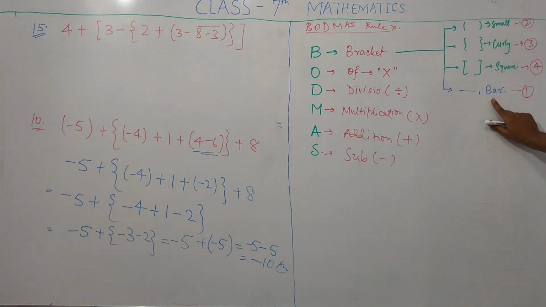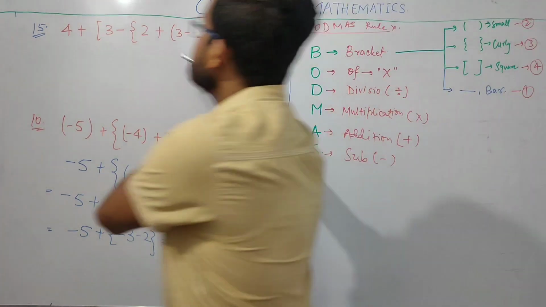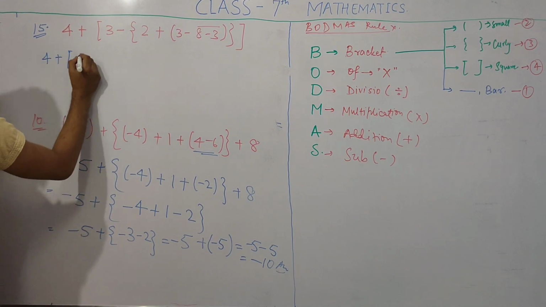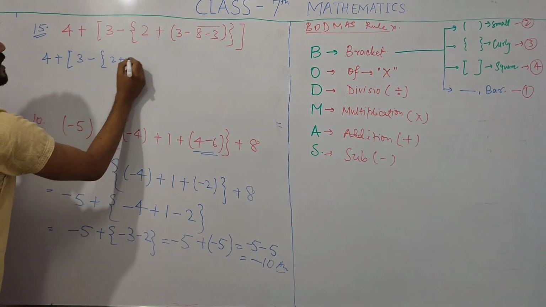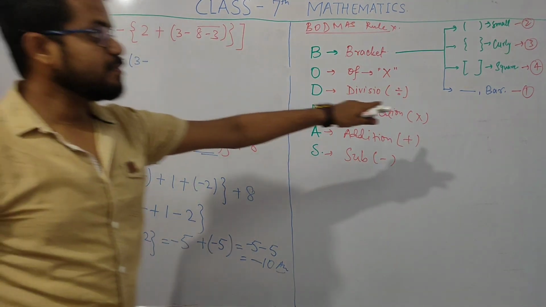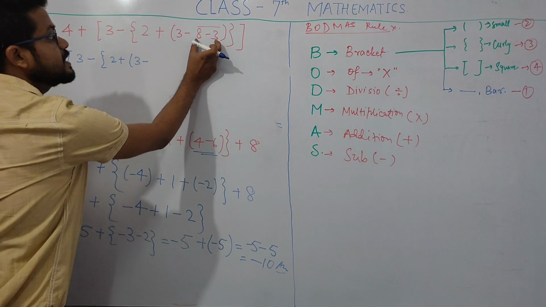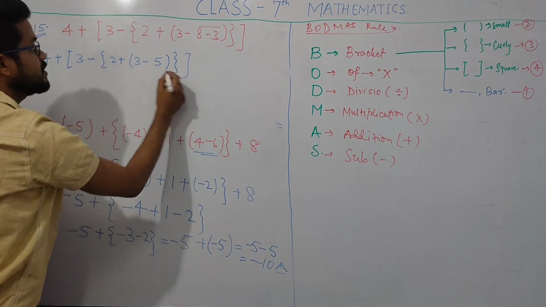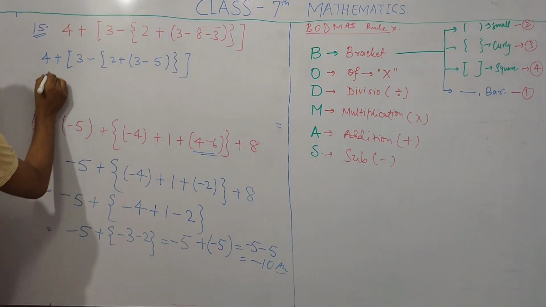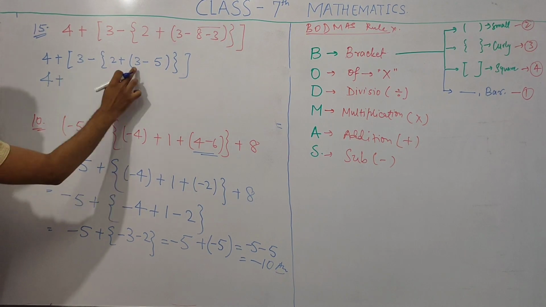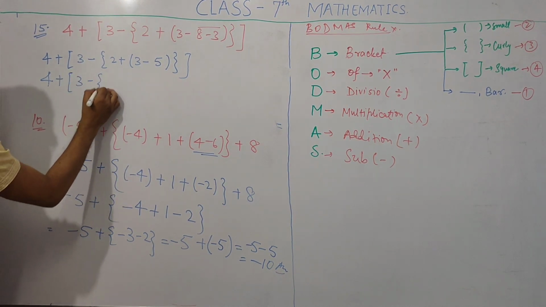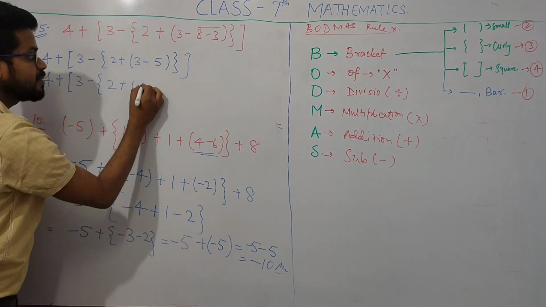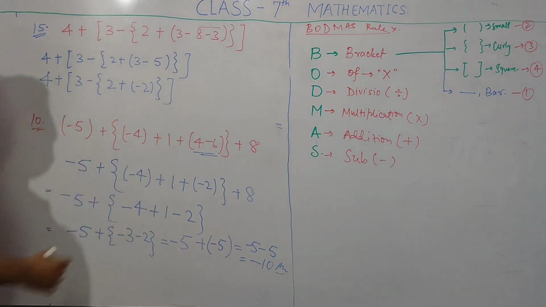So firstly I give the preference to the bar. So firstly I solve the bar one. I write as it is all the things, 3 minus 2 plus 3 minus. So firstly I prefer the bar. This is 8 minus 3. 8 minus 3 is what? 5. Simply I solve this as 5. Now I solve the small bracket. So this is 3 minus 5, which is minus 2. Curly bracket close.